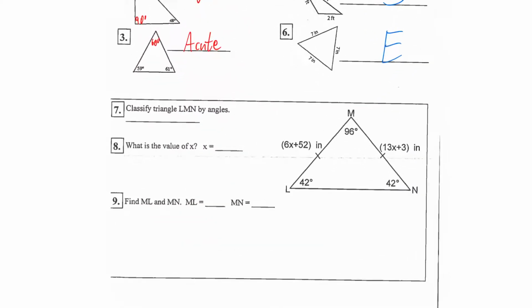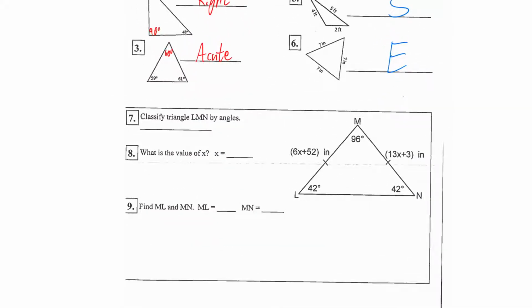Okay. Number 7, classify this by its angles. This trips everybody up. What is this by angles? Boom, right there. It's got a 96-degree angle in it, so what is it? It's obtuse. By angles, it's an obtuse triangle. If I were to classify it by sides, what is it? Isosceles, okay? Yes, it's isosceles by sides. So isosceles means what? Two sides of the same length.